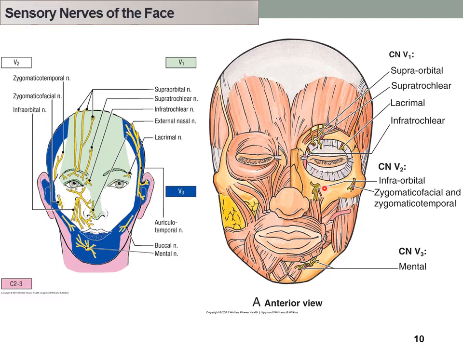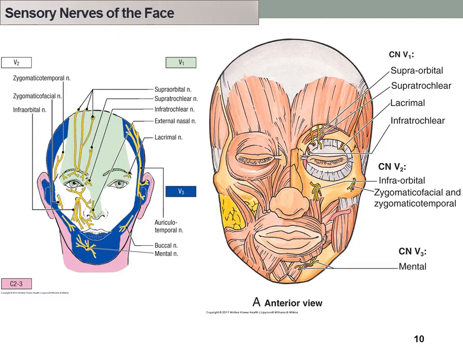Then you have the infraorbital nerve that comes through the infraorbital foramen. Actually, it does that together with the infraorbital artery and vein. And then down here, last but not least, is the mental nerve that comes through the mental foramen together with the mental artery and vein.